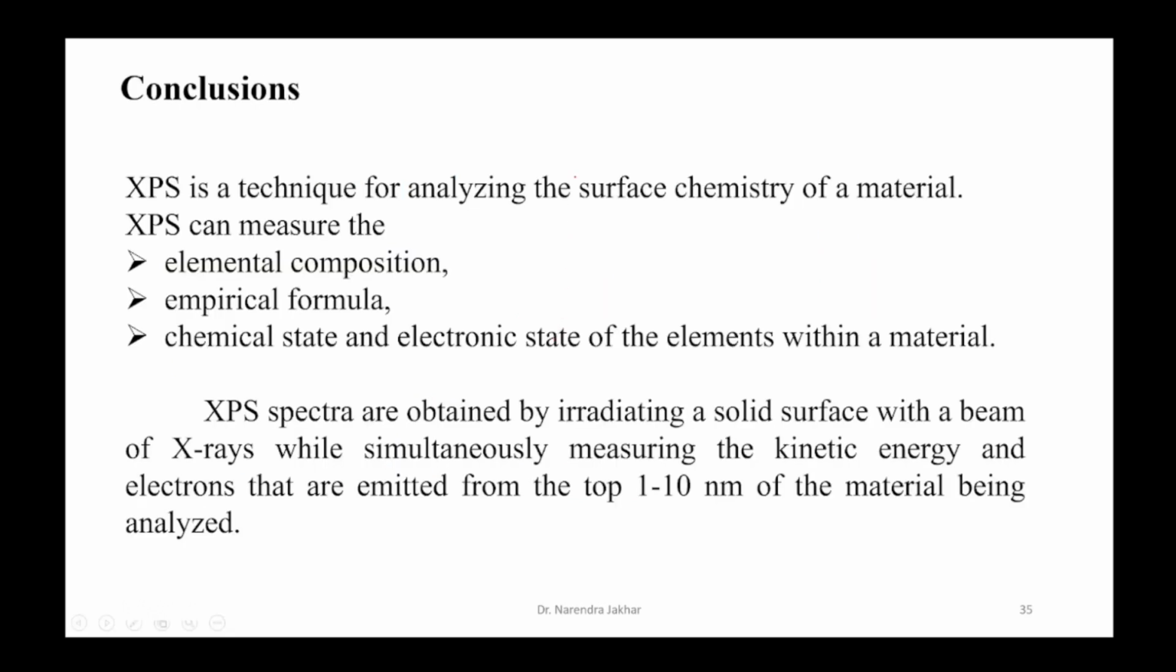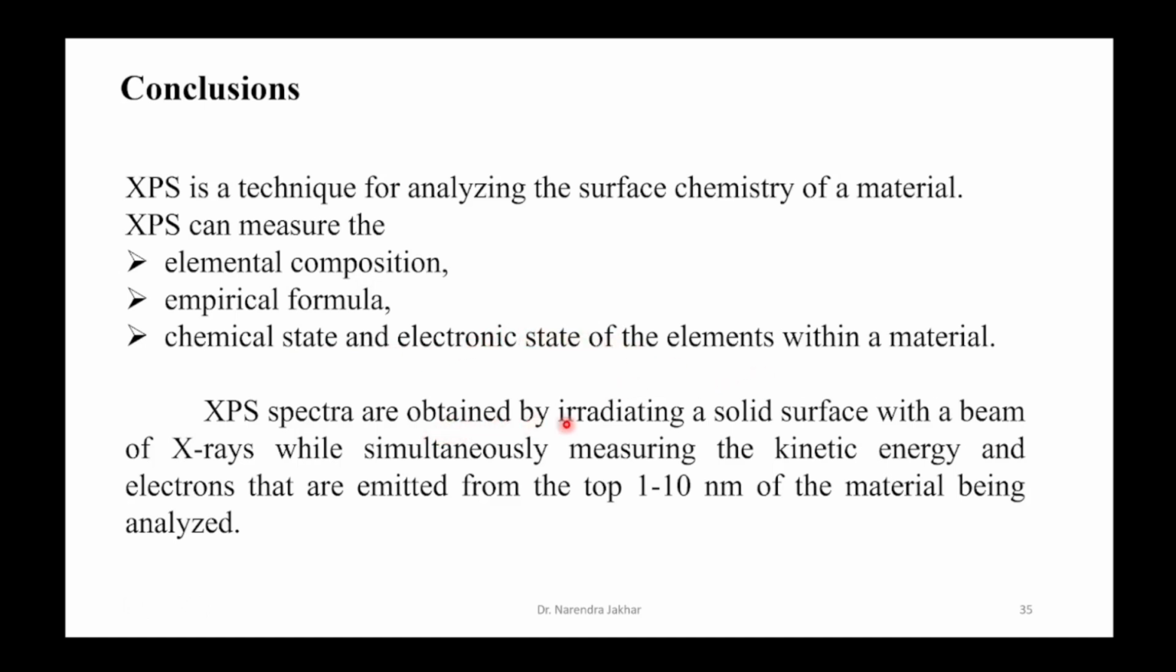Okay, so in conclusion, we can say that XPS is a technique for analyzing the surface chemistry of a material. XPS can measure the elemental composition and give us an idea about the different elements present on the surface. From this, we can get the atomic concentrations, by which we are able to find out the empirical formulas. And by XPS, we are also able to find out the chemical states and the electronic states of the elements present in our sample.